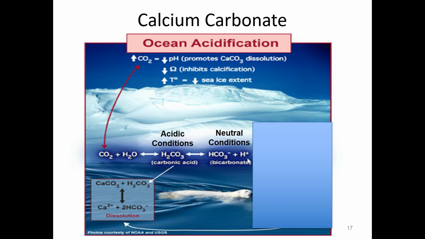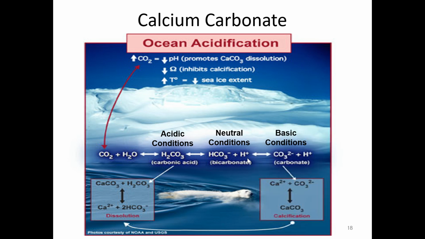Now, what if we're in basic conditions? And we know our ocean is basic. We saw those numbers, right? 8.25 and 8.14. They're slightly basic. What happens in basic conditions? Well, the carbon dioxide is still going to react with the water to make carbonic acid. That carbonic acid is going to break apart into bicarbonate ions and hydrogen. It's going to split those two pieces apart.